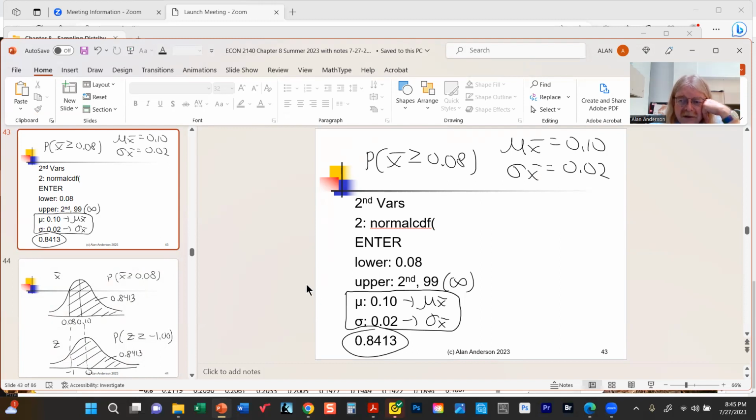So you can see it's not very difficult. Really, all you have to do is figure out the values of mu x bar and sigma x bar, and you're all set. Then you can do whatever technique you want.